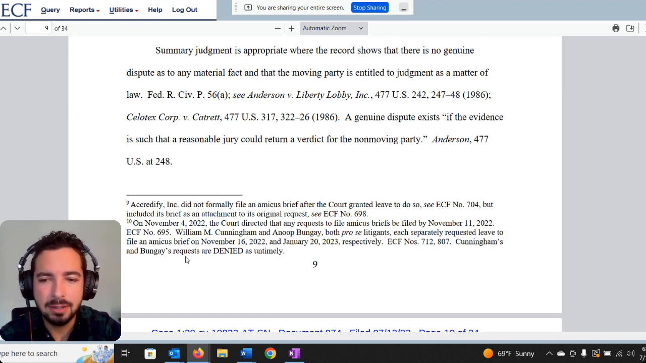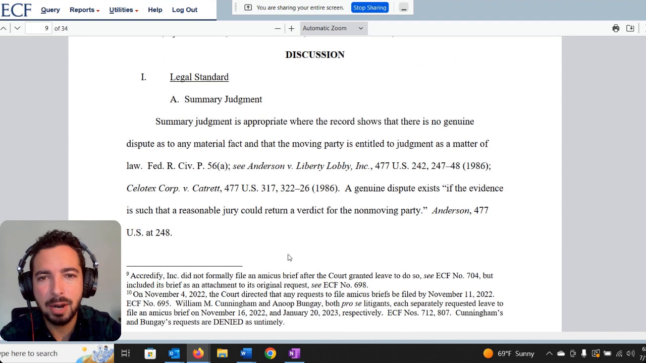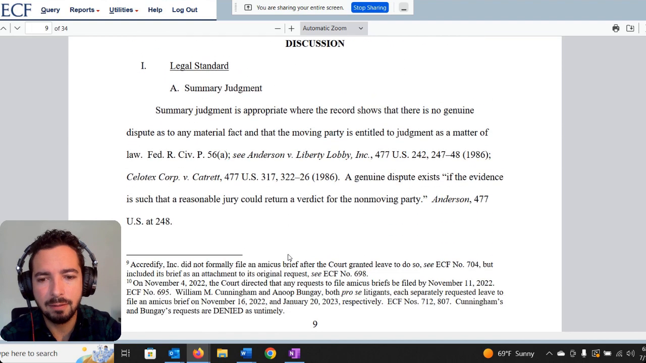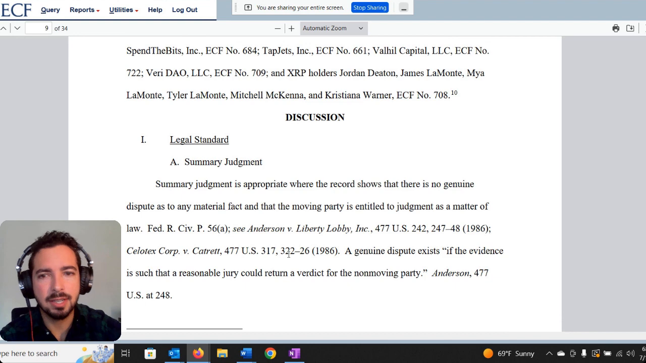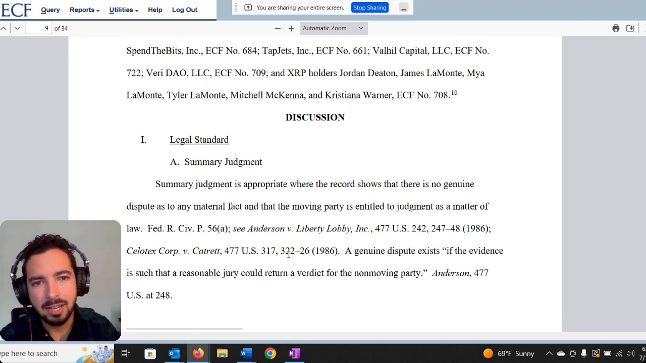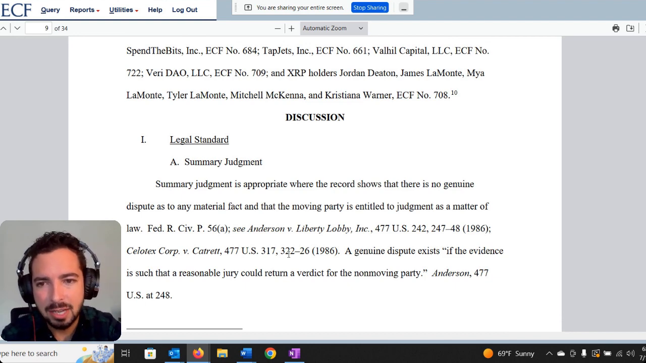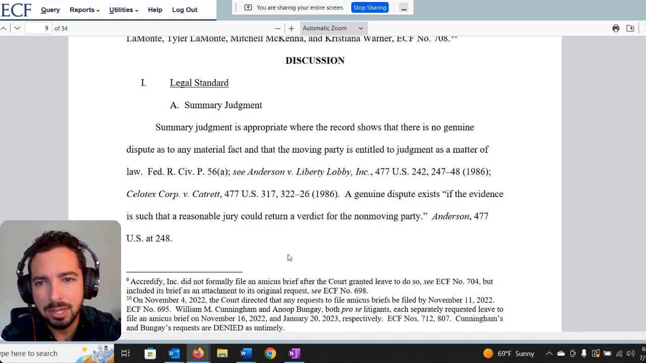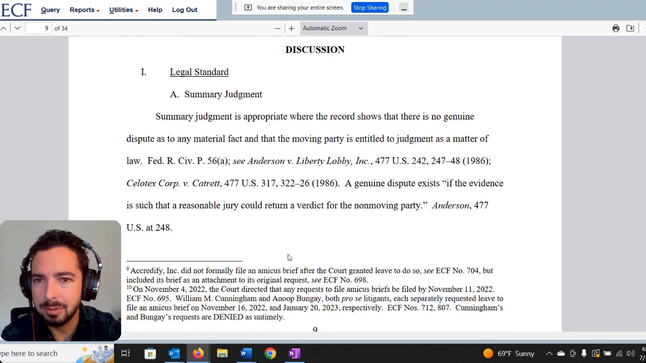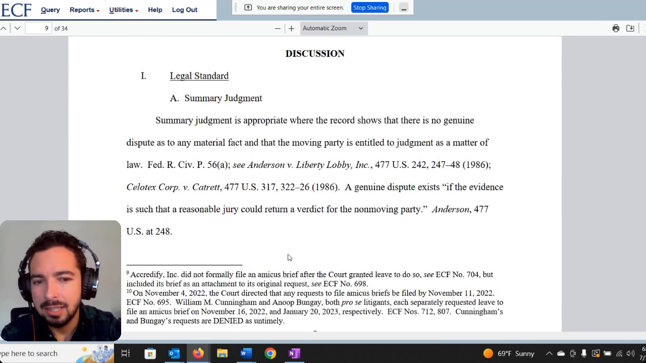Cunningham's and Bungay's requests are denied as untimely, and that is not surprising. Federal courts are usually very strict on deadlines, and if you're gonna be late and you know it, you got to just ask permission to file late. If you wait till afterwards, you're gonna get denied typically. So, yeah, sorry guys, should have been earlier on that one.